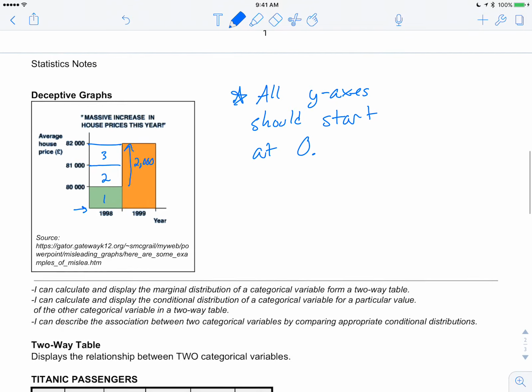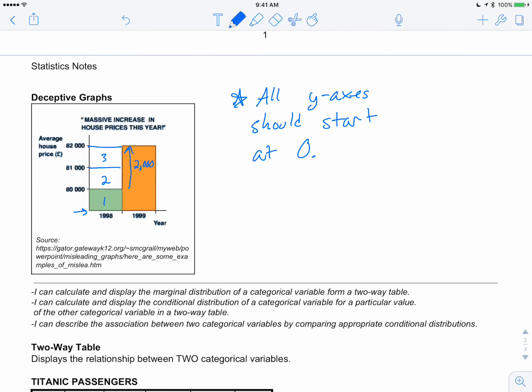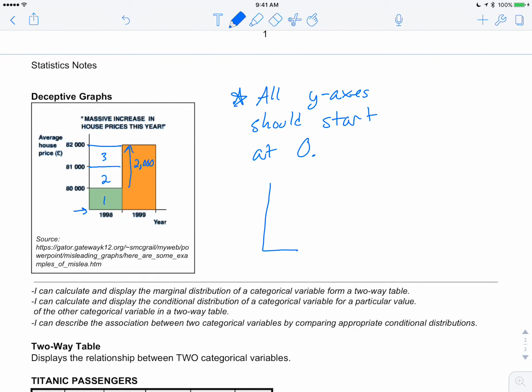Now, it would be okay if you were to start a graph at 0 and then show a little break, and to let people know, like, hey, I jumped ahead here, just to give you a heads up. They didn't do that at all in this graph. Be wary of any y-axis that's been shortened up like this to show a dramatic increase.